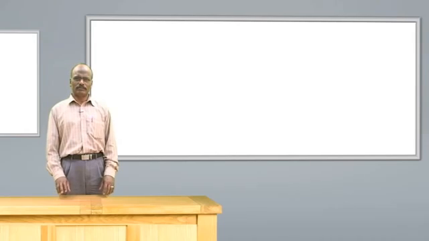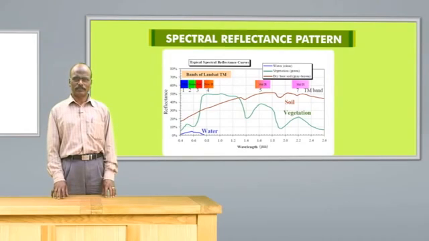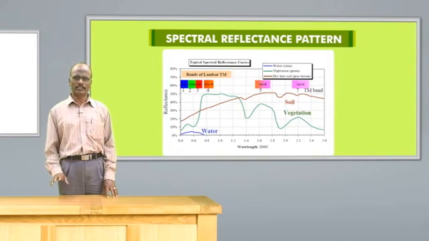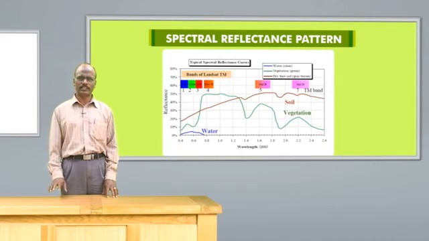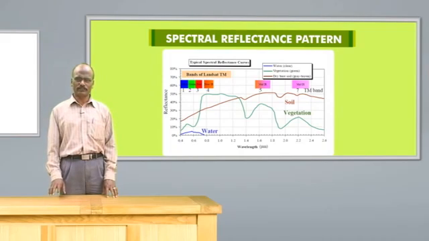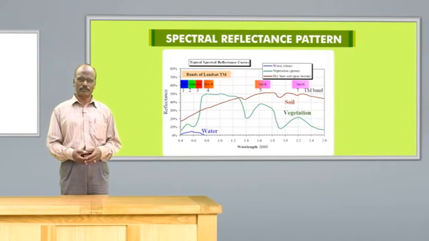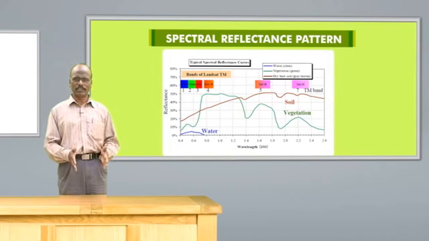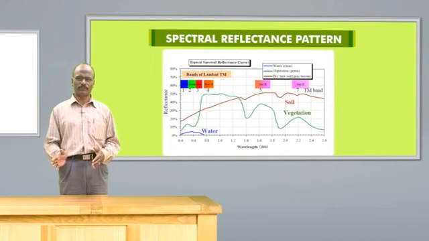The basic data content is the spectral reflectance pattern. In this picture we see the reflectance pattern of three important earth surface features. One is water, the other one is soil, the third one is vegetation. This graph indicates the distinction between these different surface features in its reflectance behavior. For example, water reflects very low, that is the total reflectance is less than 10%, and the range of reflectance is also limited to the visible region. There is no reflectance beyond visible region, that is in the near infrared region there is no reflectance at all.